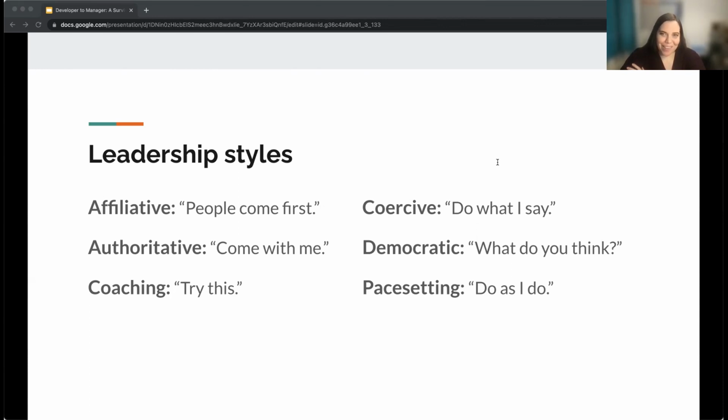And finally, pace-setting leaders are typically high performers who were promoted because of their technical competence, which is a really common pattern among developers and engineering managers. They set high standards and they expect people to follow them, and it works well with a self-directed team of experts, but it can backfire with less experienced employees.